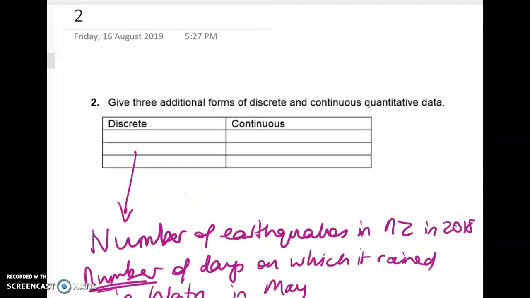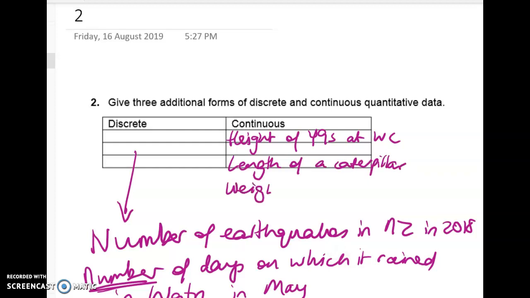Well, they're slightly more boring. The height of year 9s at Dub C would be one obvious continuous one. The length of a caterpillar and the weight of a giraffe. So in all 3 of those cases, the thing I want you to see is that my answer is a measurement and I could make it infinitely more accurate, right? So that's the big idea here with types of data.